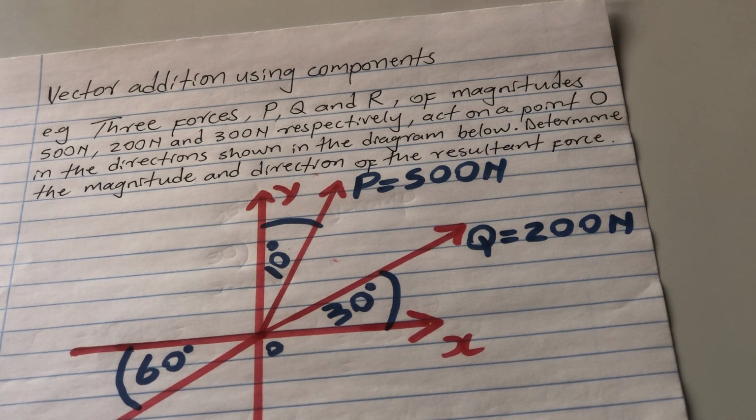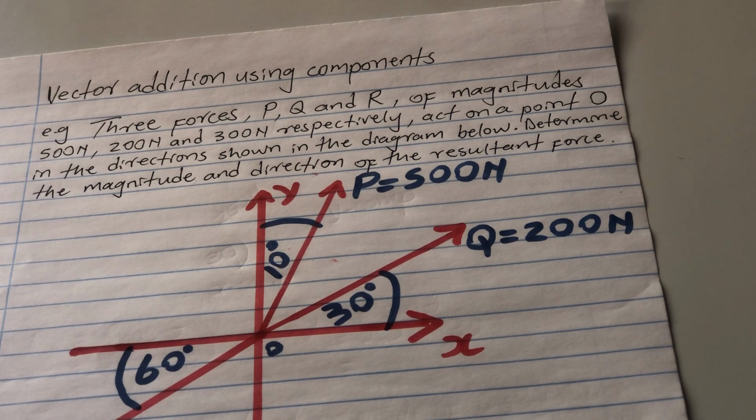In the previous lesson, we were looking at a component method. We have learned how to calculate the x component and also the y component. In today's lesson, we are going to look at vector addition using components. So I want us to use this example to learn how vectors are added using components.